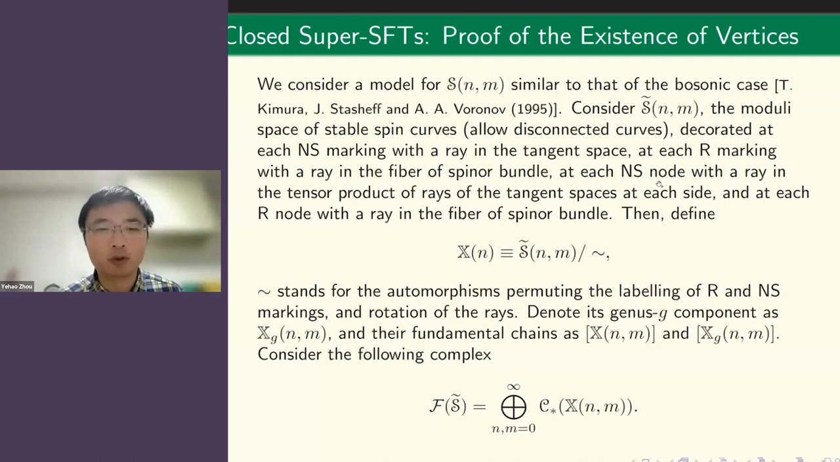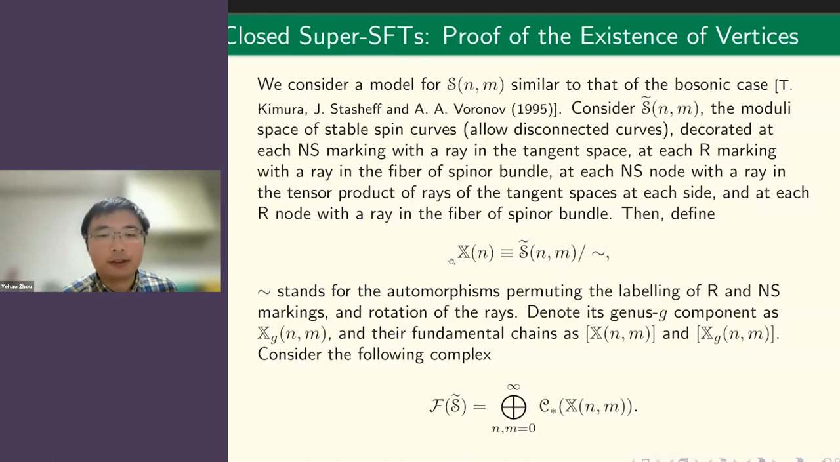which records the structure at the Ramond marking. At each Neveu-Schwarz node, the same as the bosonic case, we decorate with a ray in the tensor product of the rays of the tangent spaces at each side, and at each Ramond node, we decorate with a ray in the fiber of the spinor bundle at that node. There's a fancier way of saying this: this moduli space is a real blow up of the moduli space of spin curves at the boundary.